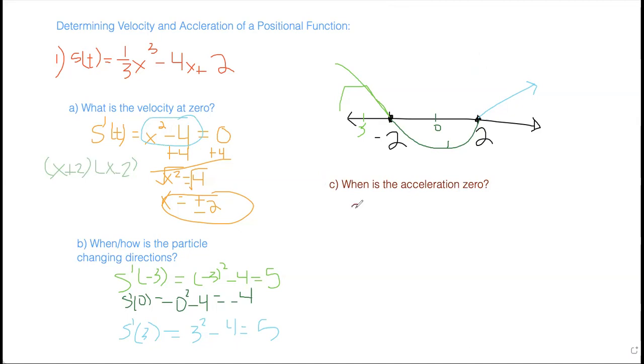So the derivative of the velocity will be s prime prime of t. Okay, so this is the acceleration function. It is a function. And then the derivative of that would be 2x. So now if I want to know when the acceleration is 0, I'm going to set it equal to 0 and solve for x. So that's going to give me x equals 0.